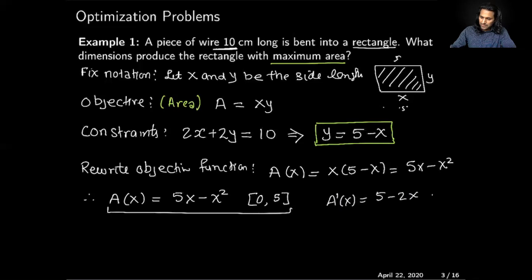If you set the derivative equal to 0, this will give you x is equal to 5/2. So this is the only critical value you have, which is inside the interval. So you will draw the table because we are on the closed interval problem. So we will draw the table instead of the line test. So here x is the endpoints 0 and 5, and my critical value is 5/2.